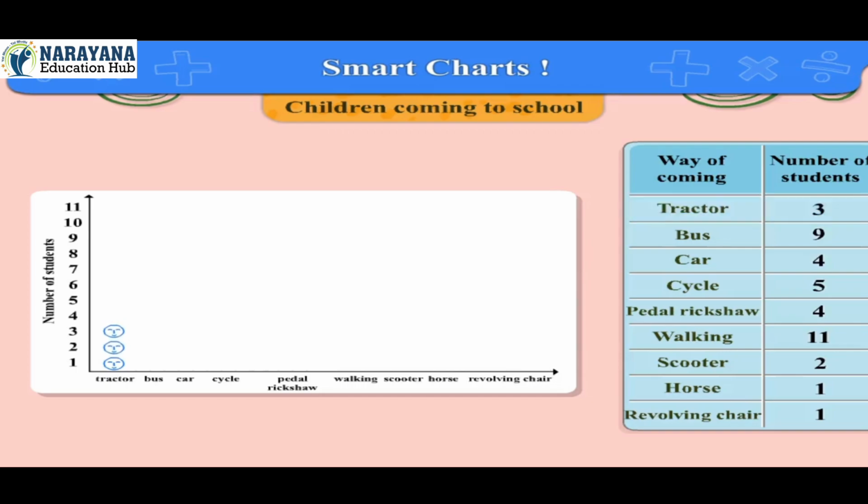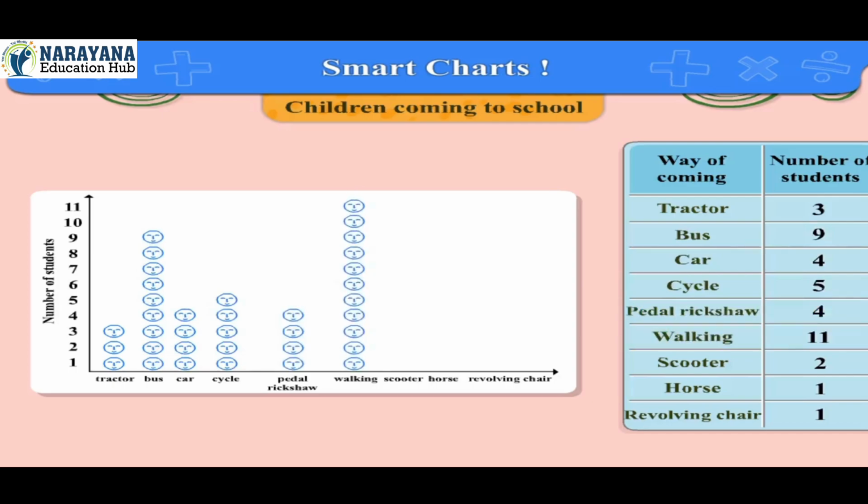In the same way, we will draw 9 symbols for bus, 4 symbols for car, 5 symbols for cycle, 4 symbols for pedal rickshaw, 11 symbols for walking, 2 symbols for scooter, 1 symbol for horse, and 1 symbol for revolving chair.